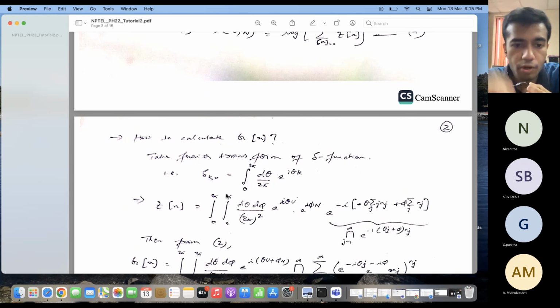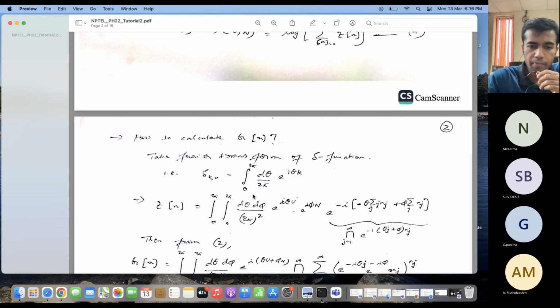For those of you who are not familiar with Fourier transforms, any function can be written in terms of an integral representation of its various modes. For example, the Fourier transform of a sine wave gives the frequency associated with the sine wave. Basically, you can write it in terms of an integral of a complex exponential. In this way, the delta function can also be written in terms of its Fourier transform. That's why this factor of 1 over 2 pi comes in: 1 over 2 pi, integral from 0 to 2 pi d theta, e to the power i theta k.